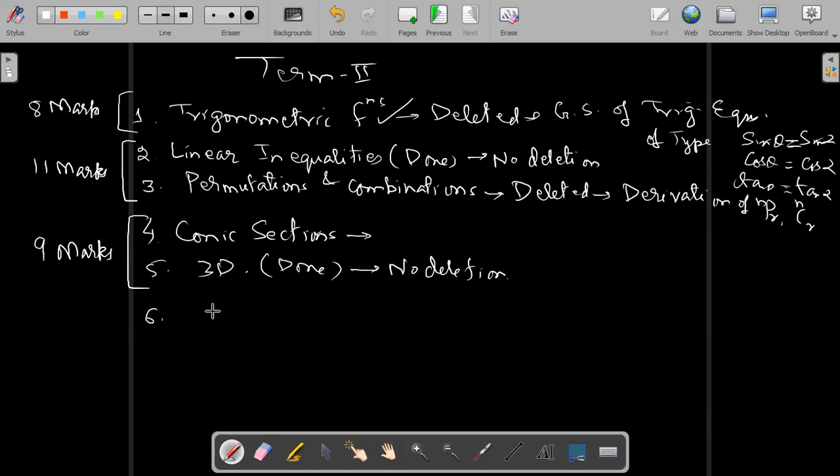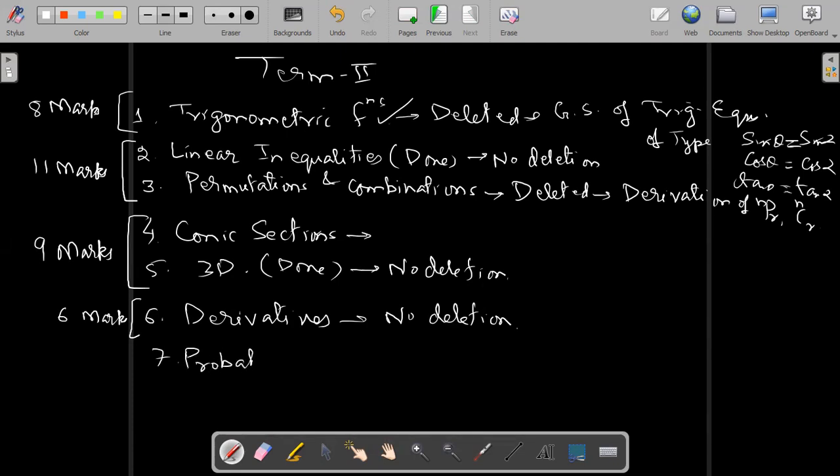Then derivatives. Derivatives, no deletion. Six marks. Seventh, probability, having 6 marks weightage.